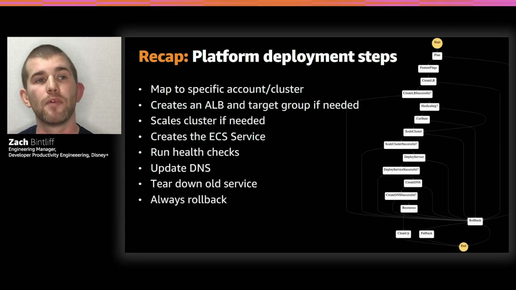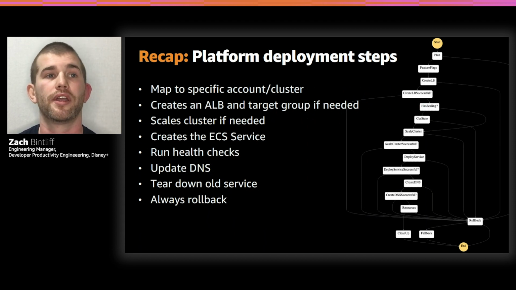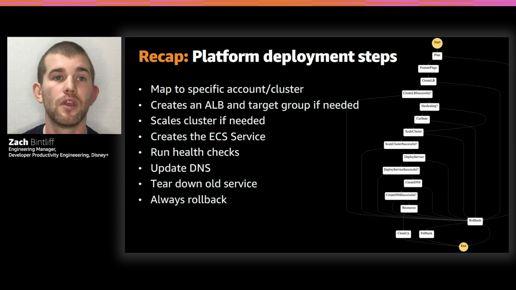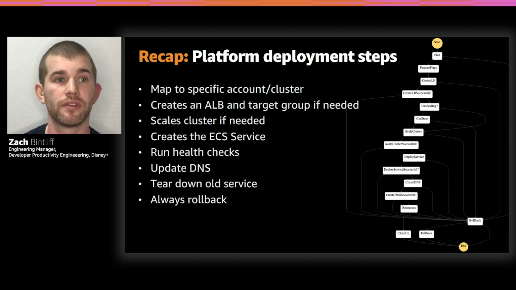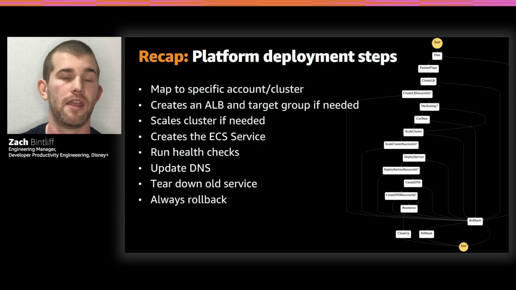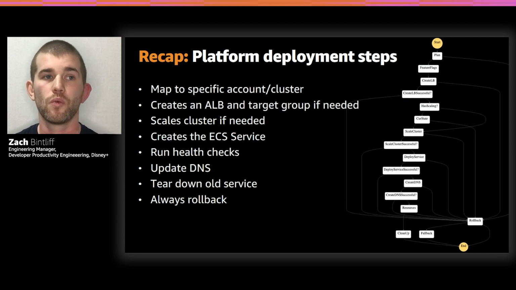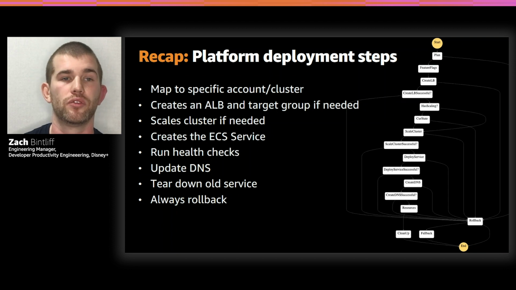So to quickly recap, on the right-hand side, you'll see the state machine. It's a simplified version of the state machine that we use, but it basically is all there. We map all the metadata to a specific cluster. We create the load balancer and the target group if it's needed. We scale the cluster if needed, again preemptively. We create the service. We then run the health checks. All three of those health checks are run, making sure that everything's verified and we can go on. We update DNS if it's successful, and then finally, only then do we tear down the old service.